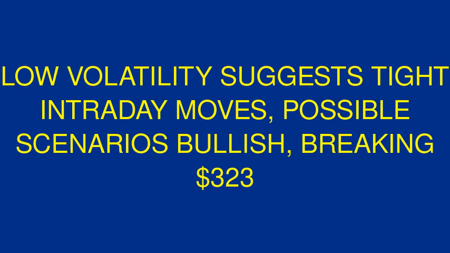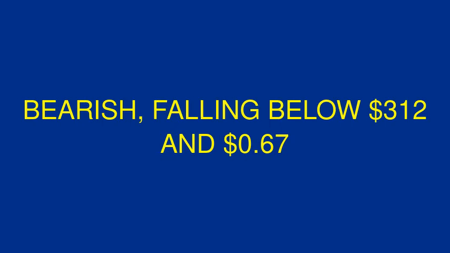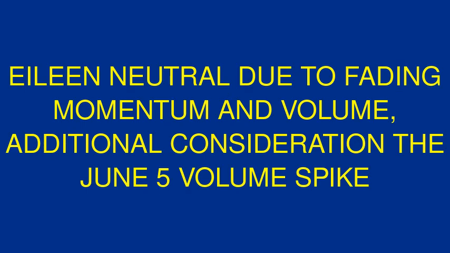Possible scenarios. Bullish: breaking $323.63 could push Tesla to $327 to $335. Bearish: falling below $312.67 may test $300 or $293.94. Neutral: consolidation at $314 to $319 is likely. I lean neutral due to fading momentum and volume.